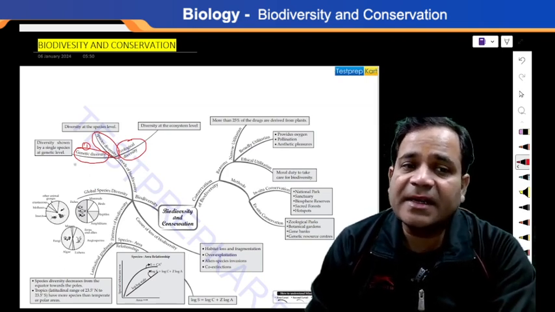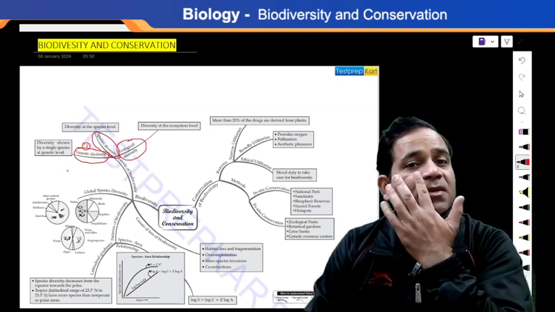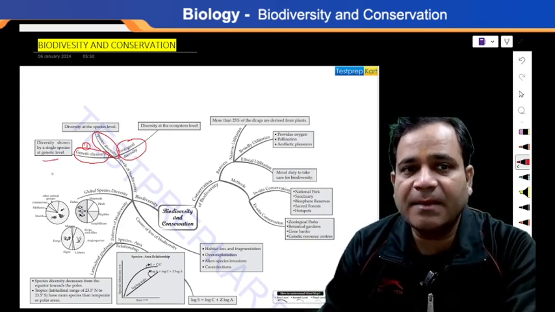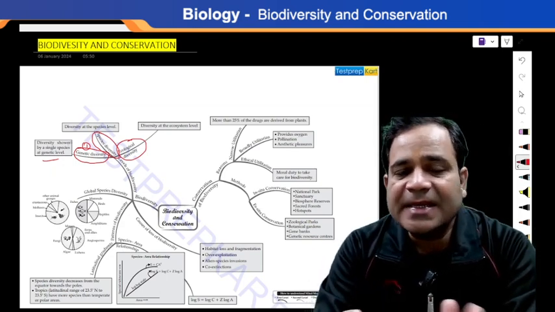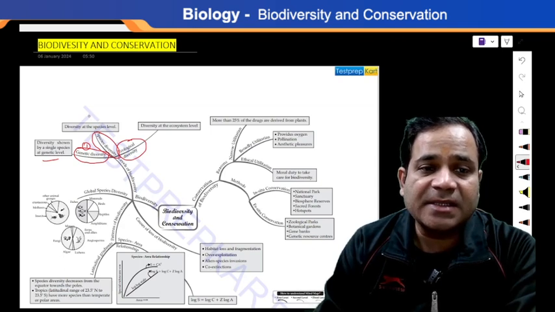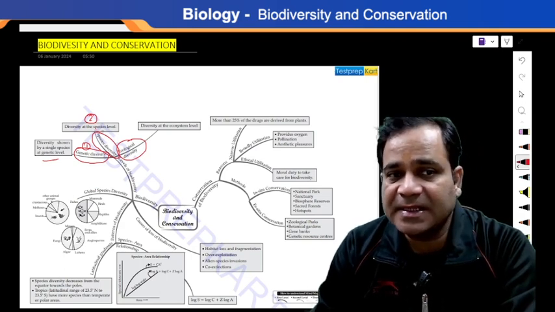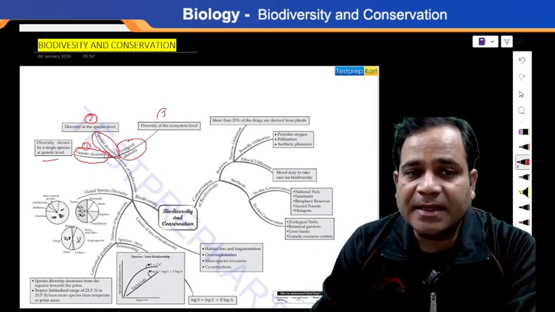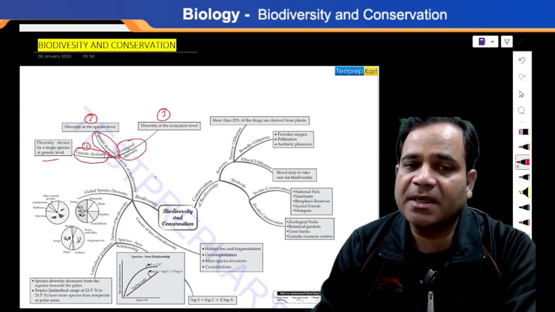In genetic diversity, diversity is shown within a single species. The varieties of life seen within a single species at the genetic level is known as genetic diversity. Number two is diversity at the species level, which is known as species diversity. And third is diversity at the ecosystem level, which is known as ecological diversity. Getting my point?